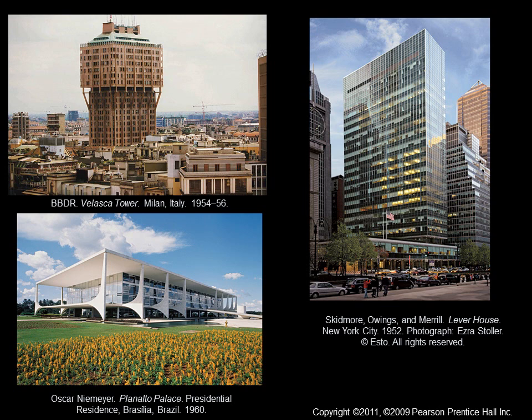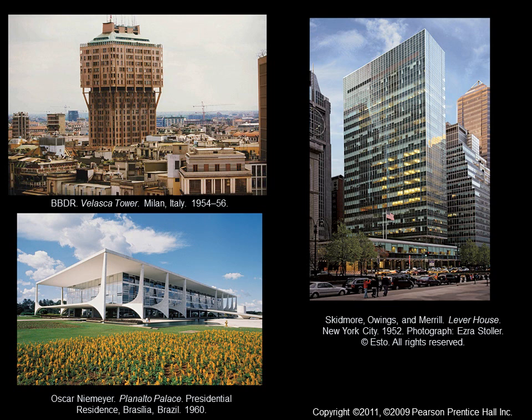The somewhat bulky looking building in the upper left-hand corner is the Velasca Tower in Milan, Italy. It was referred to as a brutalist style architecture after it was built, seeing that it really overwhelms the rest of the buildings around it. It is built in the international style, but not as sleek as what is typically associated with it.